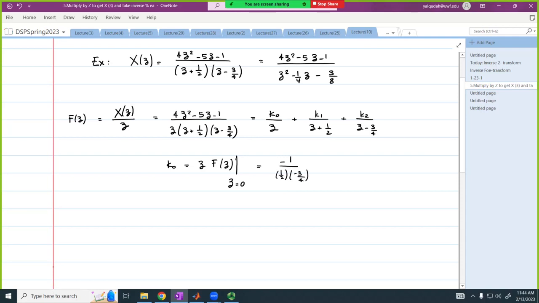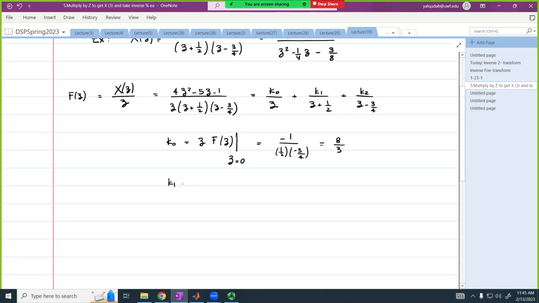Since z is equal to 0, this term is 0, this term is 0, we're going to have negative 1. And z is going to cancel, so we have 1/2 multiplied by negative 3/4. And therefore, this is going to equal 8/3.